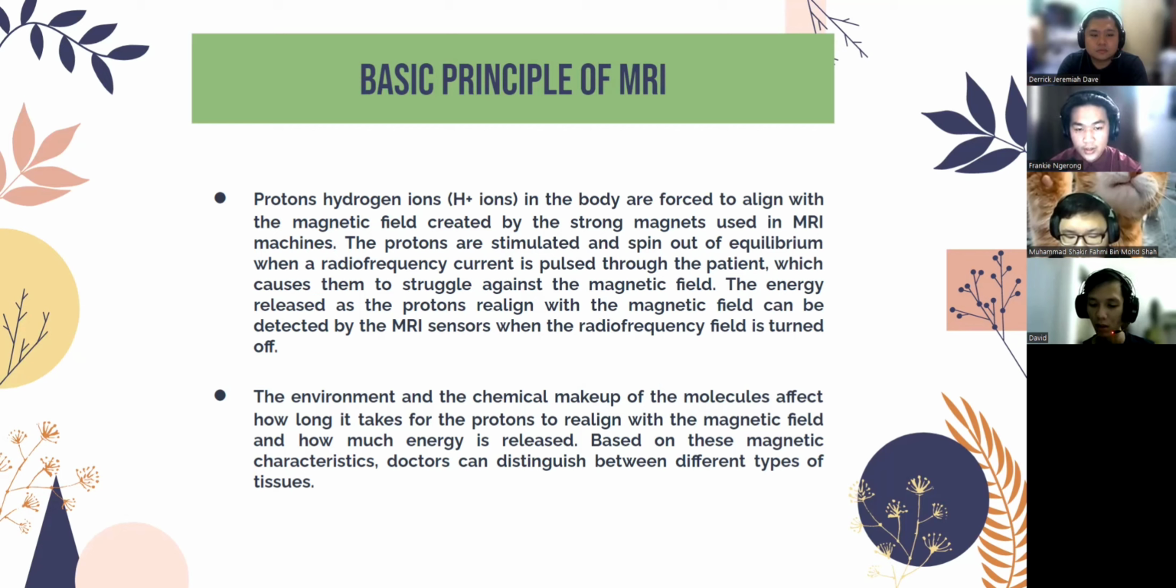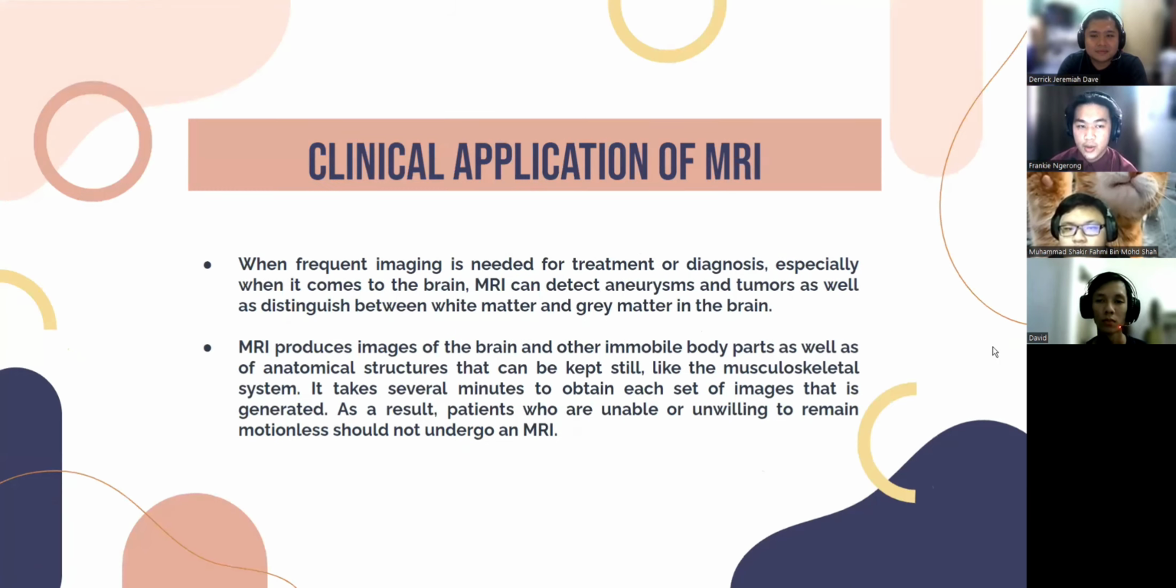The environment and chemical makeup of the molecules affect how long it takes for the protons to realign with the magnetic field and how much energy is released. Based on these magnetic characteristics, doctors can distinguish between the different types of tissue. Next is the clinical application of MRI.